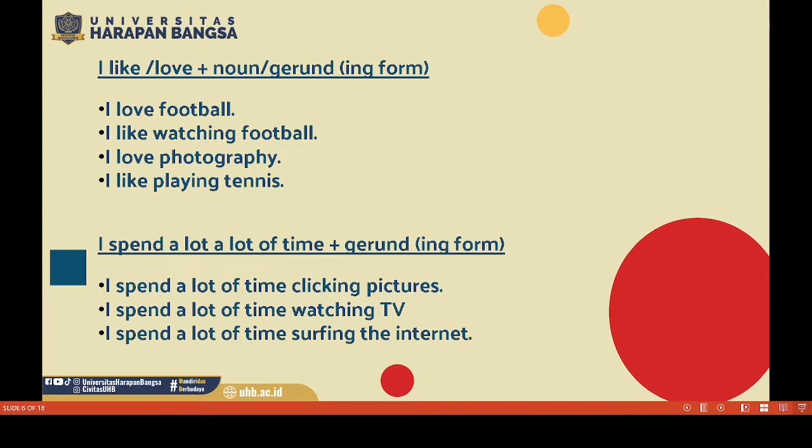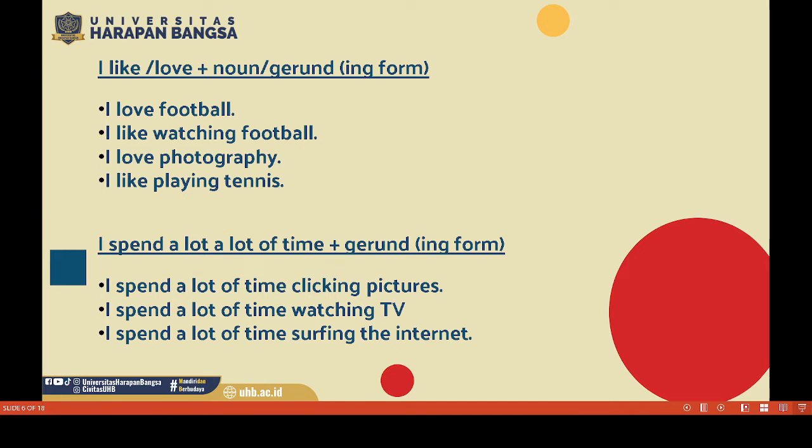If you guys want to choose using gerund, then it is also okay. So now, let's all see the example. I love football. So if we have I plus love plus football, football is a noun. Number 2, I like watching football. Okay, we have watching. So watching here is the gerund or the verb ing form. Next we have, I love photography and I like playing tennis. Okay, photography is noun while playing is gerund. So remember, if you want to use like or love, after like or love, you should put noun or gerund.